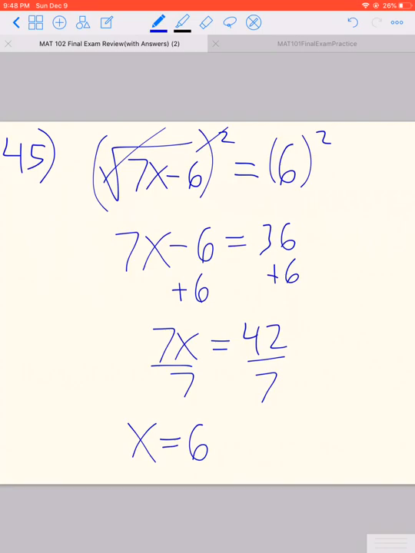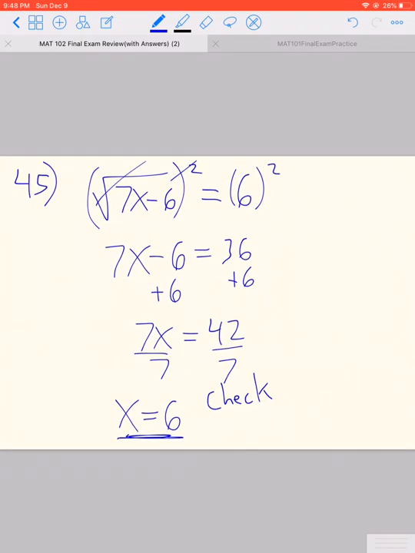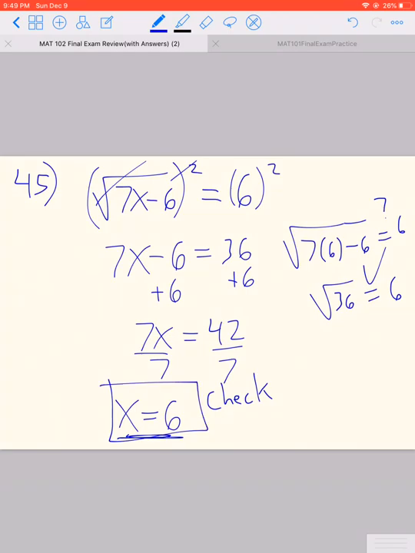One of the things you have to be very careful with whenever you solve a square root equation is you should always check these answers. As a result of squaring both sides, it's possible to create an extraneous solution. If you plug 6 back into the original, 7 times 6 minus 6, is this truly going to be equal to 6? Well, 7 times 6 is 42. 42 minus 6 is 36. And it is true that the square root of 36 does give us 6. So plugging it back in, it does check out. So the solution is x equals 6.